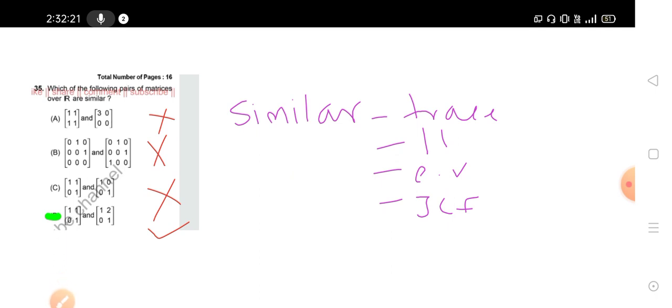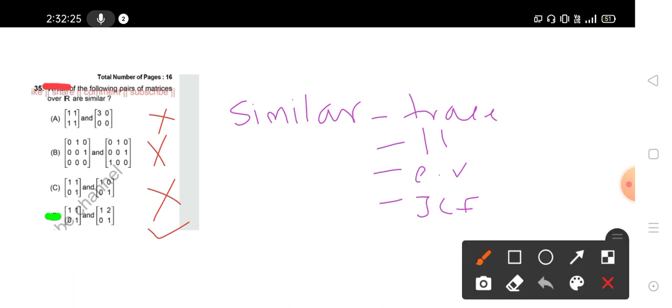Next question. Which of the following pairs of matrices over R are similar? This is important. What is similar? If A and B are similar, then trace, determinant, eigenvalues, characteristic polynomial, minimal polynomial, and Jordan canonical form are all the same. Then matrices A and B are said to be similar.